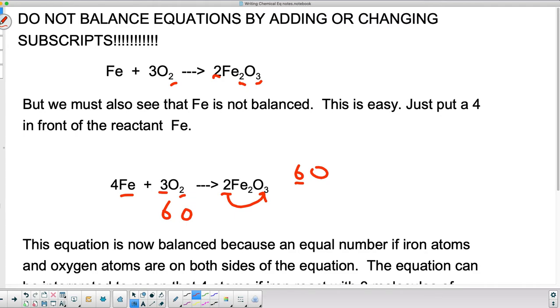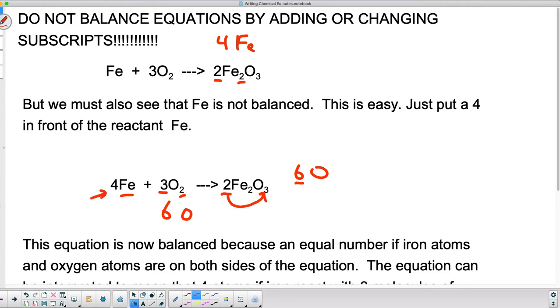Oh, hang on a second, but you must see that Fe is not balanced. So if we take a look, I have 2 times 2 is 4 Fe right here, but I only have 1 Fe on this side. So how do I get 4 on the left-hand side? If I put a coefficient 4 in front, then that changes the number of Fe's that I have, and that's what happens down here.